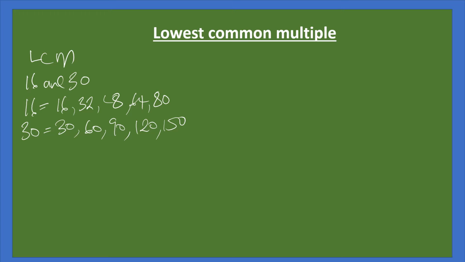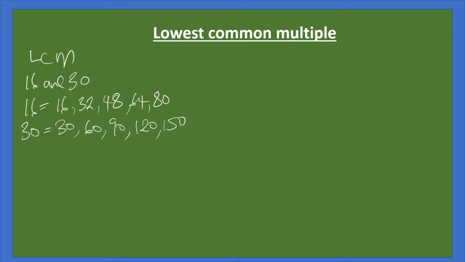So these numbers you're seeing here, 16, 32, 48, 64, 80, and then 30, 60, 90, 120, are called multiples of these two given numbers. So we said the LCM of 16 and 30 is simply the lowest number which is a multiple of all the given numbers. Now, if you look at this, nothing is common amongst the multiples of these two given numbers.